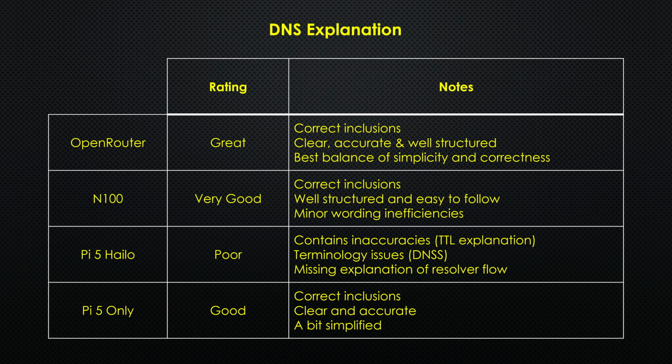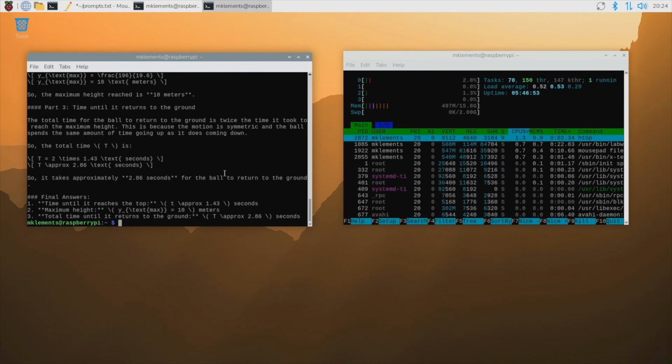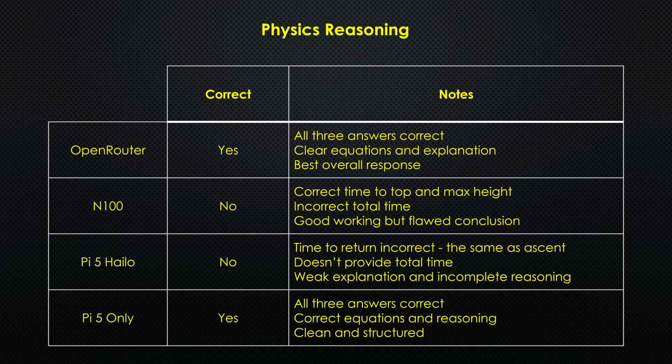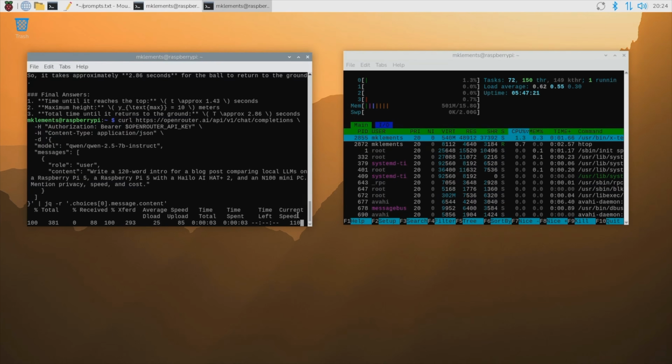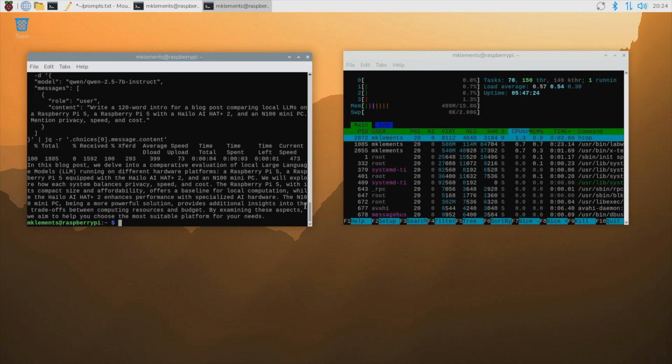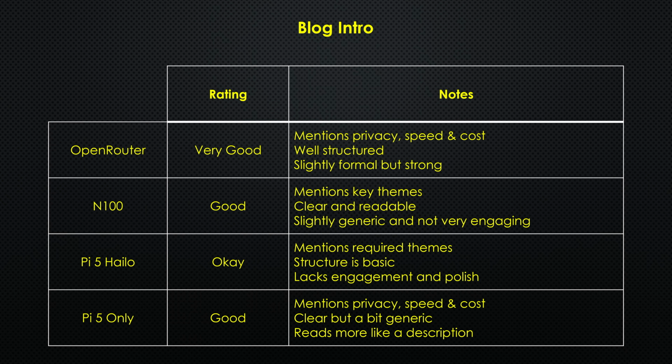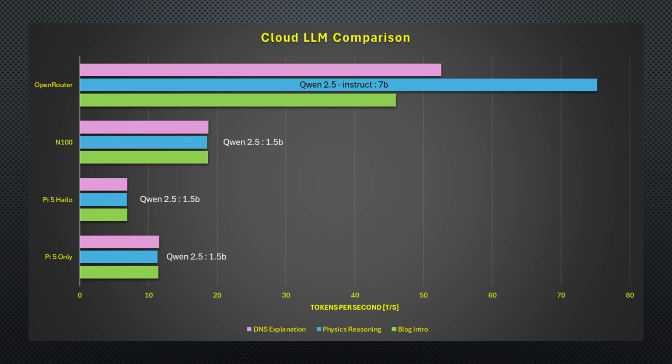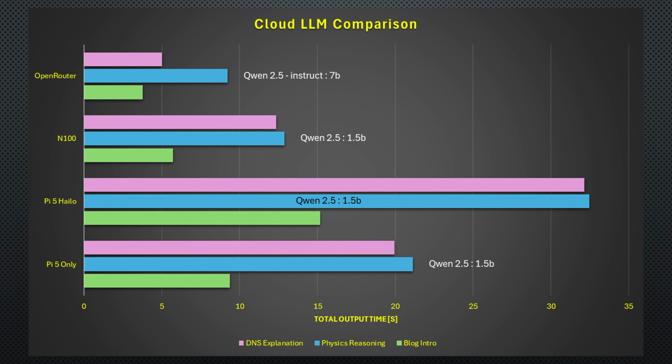The DNS explanation was a lot better structured and gave the best balance between simplicity and correctness. The physics reasoning responses were also correct, and they were clearly explained without providing much fluff. And lastly, the blog post had the right inclusions and was also well structured. Performance was also significantly better. The OpenRouter model dwarfs the other results in tokens per second, and also ran faster in terms of total time too, although this was a little bit more comparable.